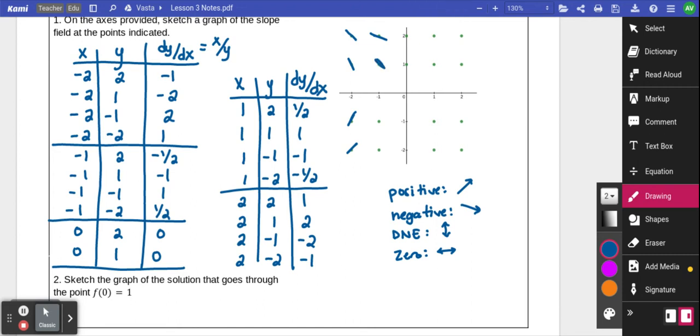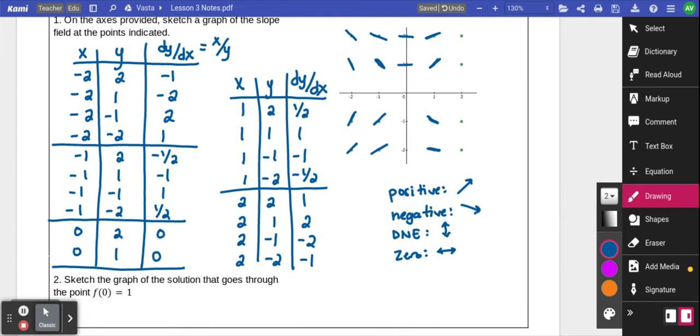And then we're going to have +1 and then +1/2. So like this. Then we're going to have a slope that's 0 for both of these. Then we're going to have a slope that's +1/2, +1, -1, -1/2.